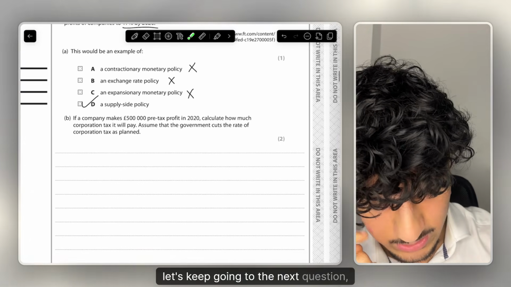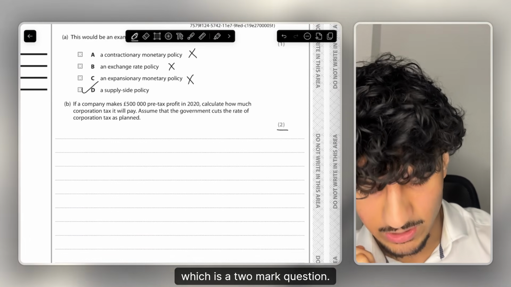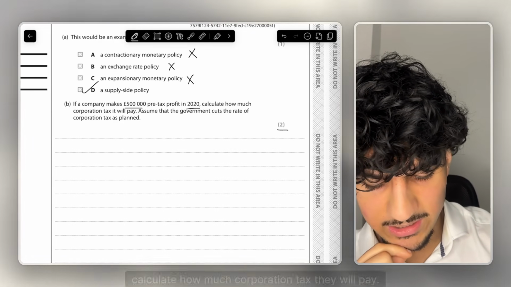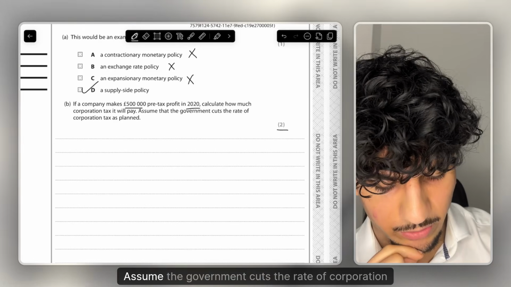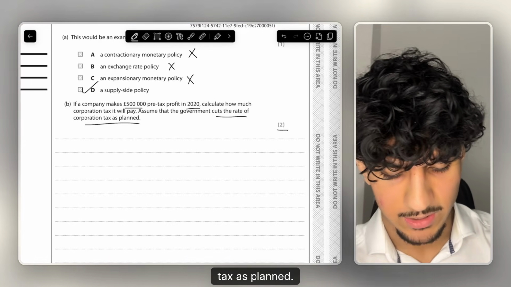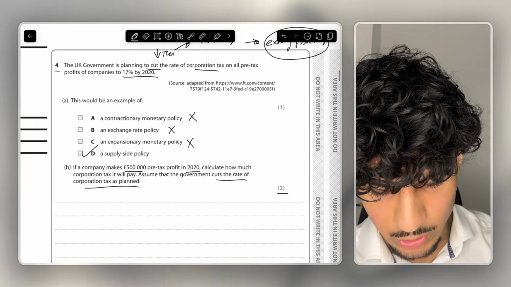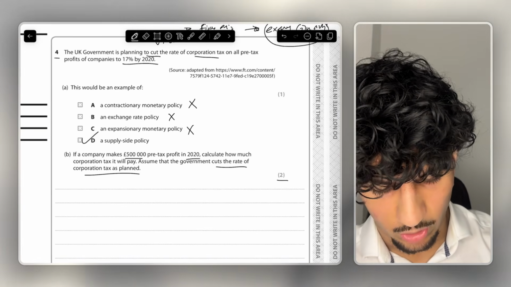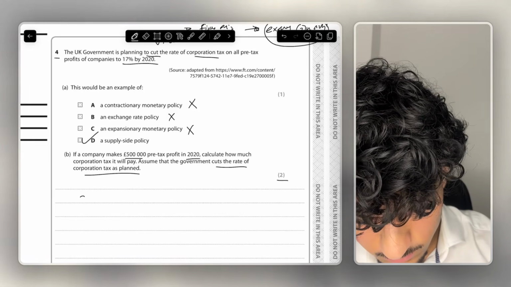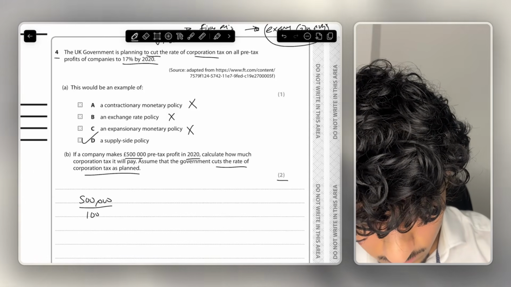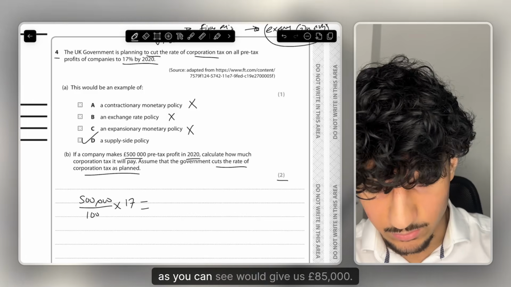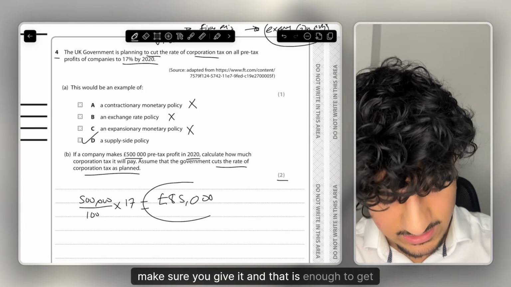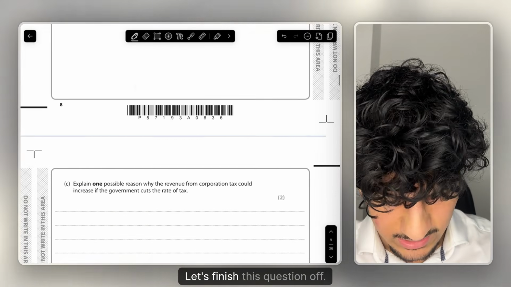But yeah, let's keep going to the next question, which is a 2-mark question. If a company makes 500,000 in pre-tax profit in 2020, calculate how much corporation tax they will pay. Assume the government cuts the rate of corporation tax as planned. So it said they're going to cut the corporation tax rate to 17%. So essentially we're just working out 17% of 500,000. And that, as you can see, would give us £85,000. Make sure you give it, and that is enough to get 2 marks there. And let's keep going and let's finish this question off.